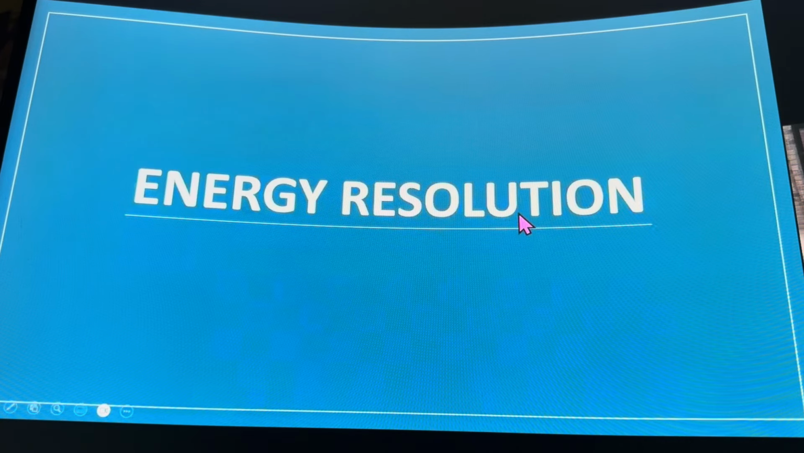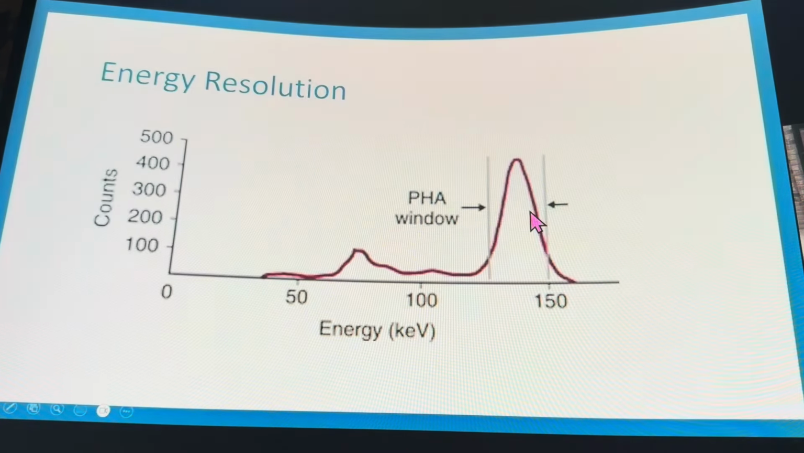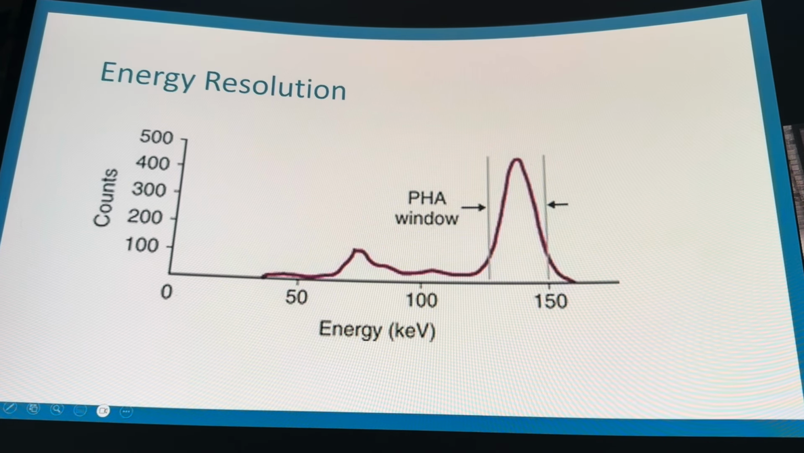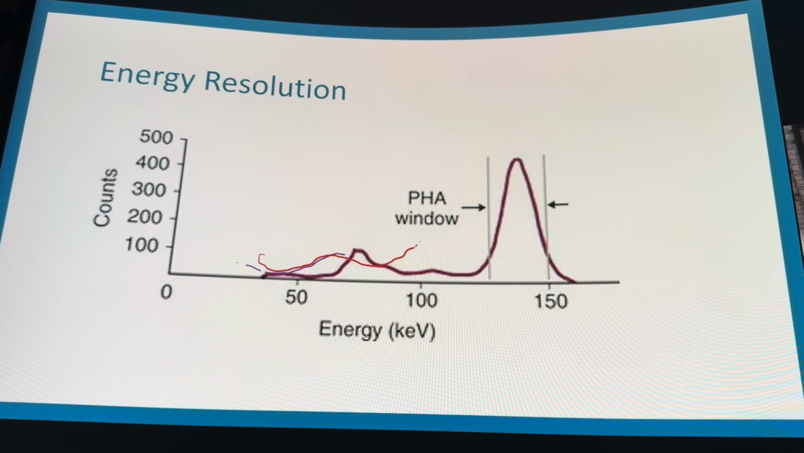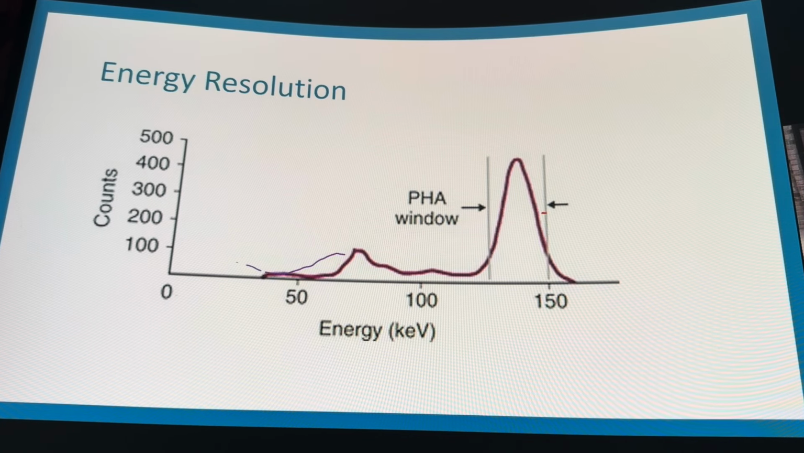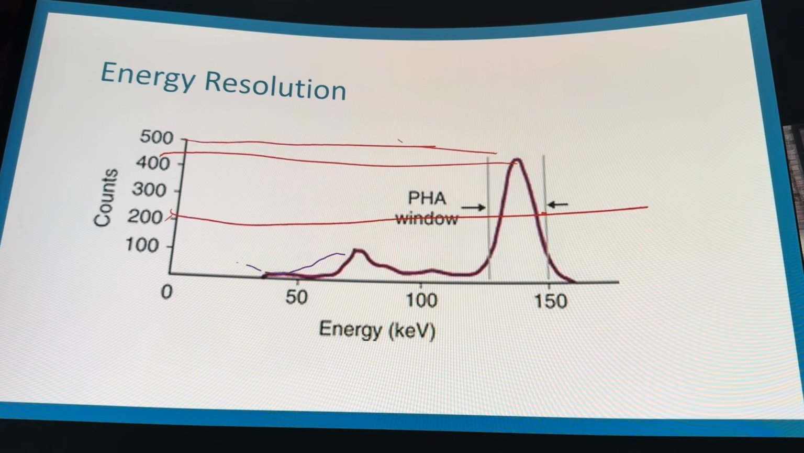All right, energy resolution. We need this when we set our window. The more narrow our peak is, the better the energy resolution. If we collect the same amount of counts and give awful energy resolution, it's going to look like this. Look how low my counts are. So we're going to evaluate how wide or narrow that peak is, and we're going to do that with the full width half max. So here's the maximum, here's the half maximum. I'm going to take the width at half its maximum and see how wide that is.